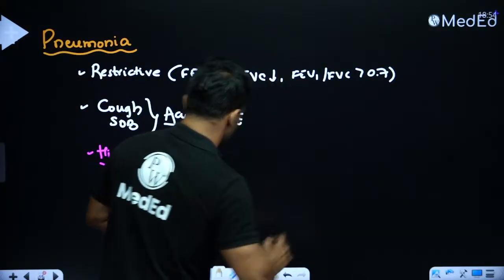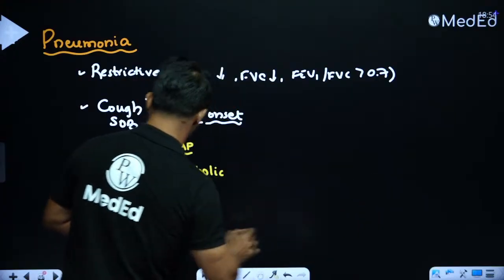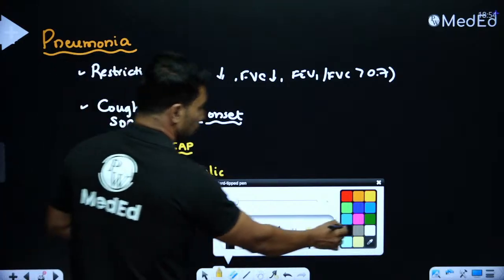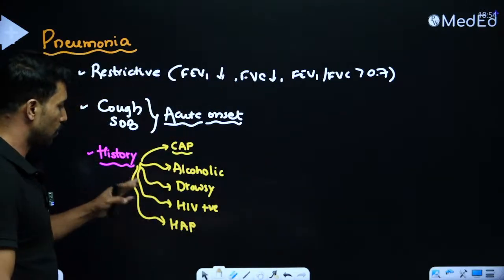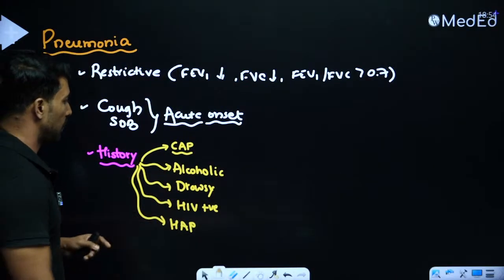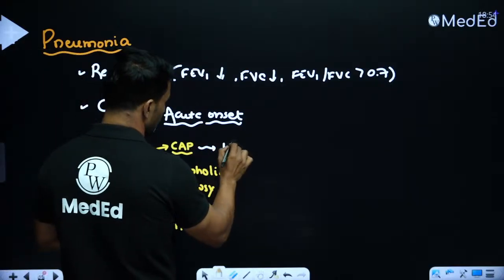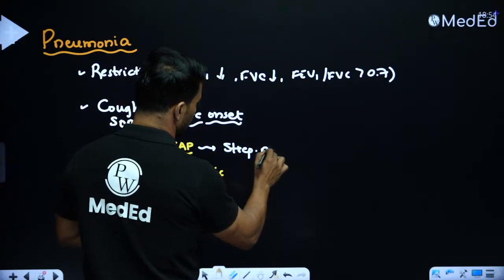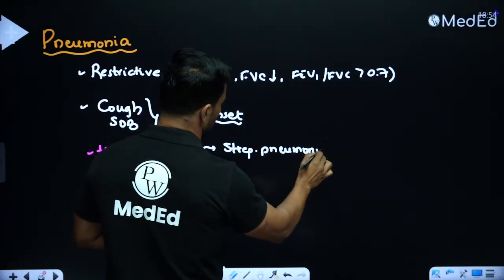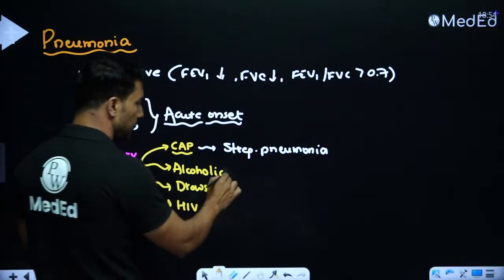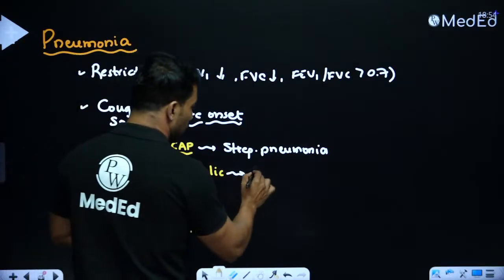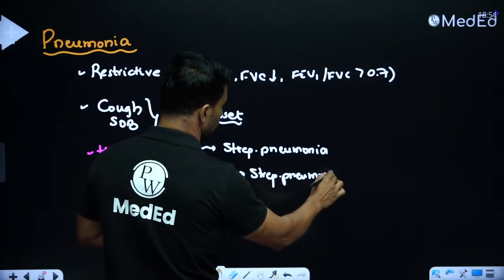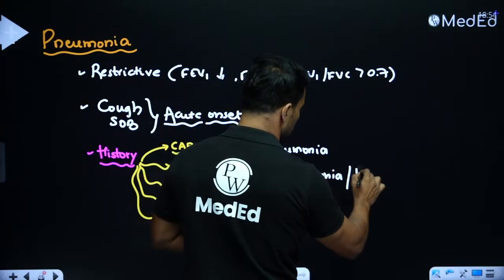Another point is if it is hospital acquired pneumonia. So if the question is mentioning that the patient is not alcoholic, not drowsy, not HIV positive, no hospital acquired pneumonia, of course you should think of Streptococcus pneumoniae as the most likely cause for this patient's pneumonia. If they mention that the patient is alcoholic, it could be pointing towards either Streptococcus pneumoniae or another important one, Klebsiella.